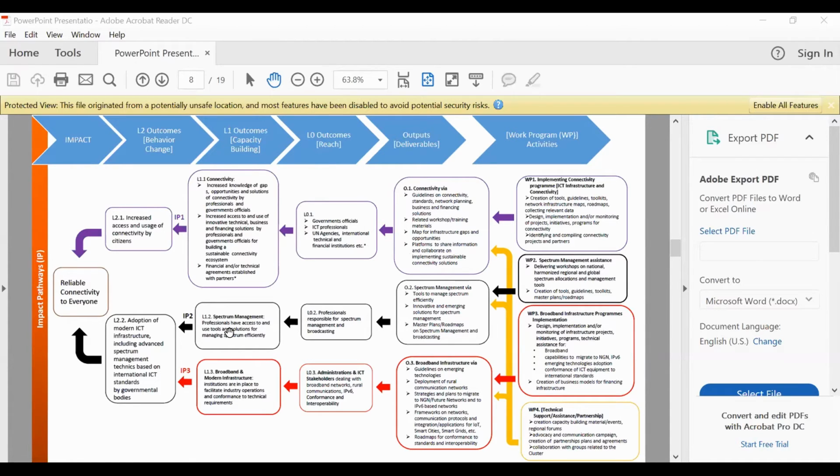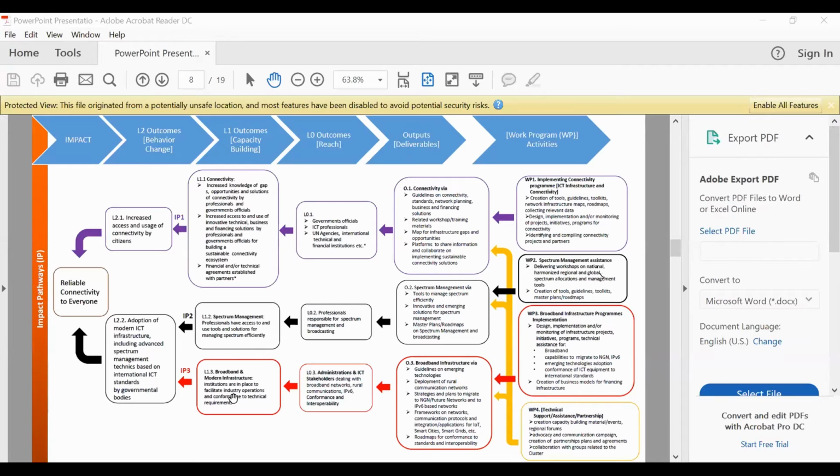As I mentioned, it's included in our thematic priority and in our division. We want to reach the professionals responsible for spectrum management and broadcasting. These are similar types of deliverables and some of the other issues: the tools to manage spectrum efficiently, innovative and emerging solutions for spectrum management, and master plans and roadmaps on spectrum management and broadcasting. Also here are the activities.